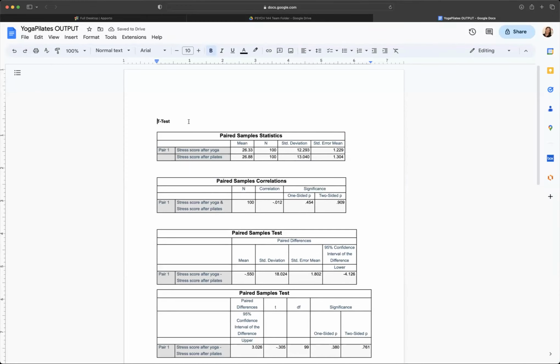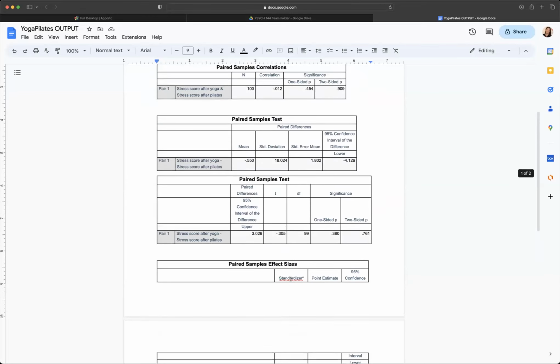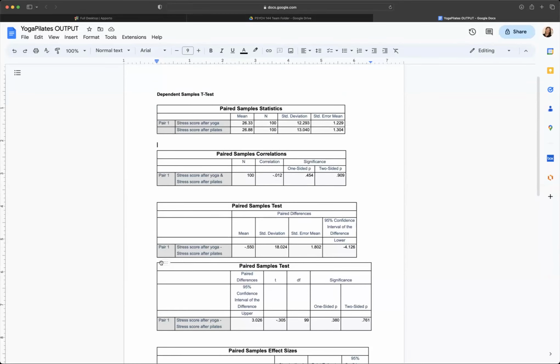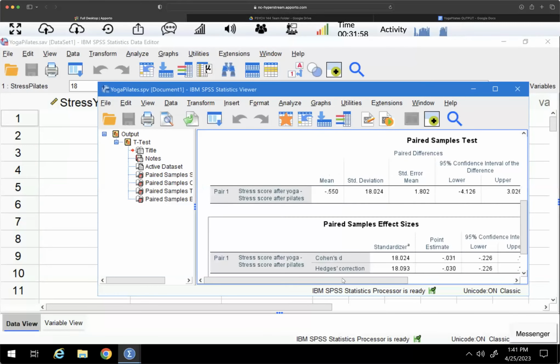We do have a dependent samples t-test, so you could add a note to yourself if that's what you have. But we have some information here. We have paired sample statistics. We have paired sample correlations. We have the paired samples test, and then we have effect sizes. One thing to note here is that this right here is actually the second part of this table. So this should be up here, and I'll show you what that looks like. Here it's right next to each other, but we just don't have that much width, okay?